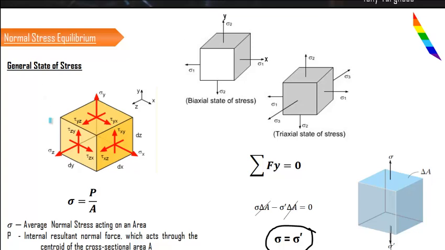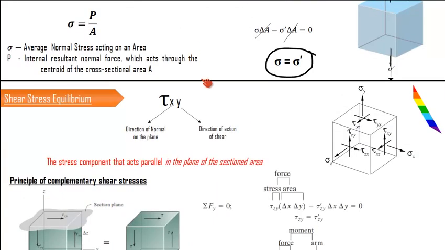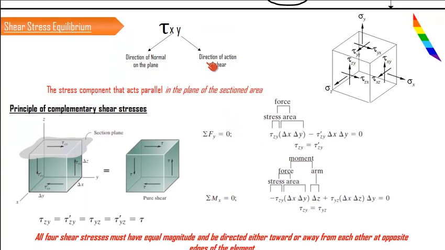Even though in this general state of stress we haven't shown the opposite side, you have to understand that a similar state of stress but with the opposite direction exists on the opposite face of this cuboidal element. Now moving into the shear stress equilibrium, we have to understand the nomenclature, how the stresses are read in a system. That is very important.